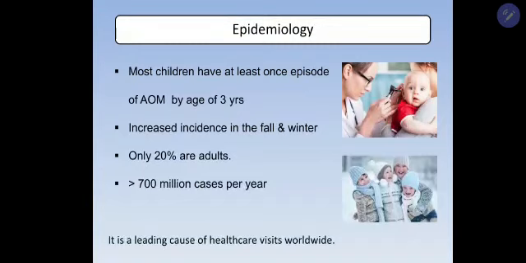Now we should know how severe the problem is, and what the incidence of this disease is. Most children have at least one episode in their first 3 years of life. This is so common, and sometimes it is unnoticed. Sometimes the patient can bring the babies to the doctor, but in our setups, most of the time this disease is just ignored if it is in its acute stage. Increased incidence is in fall and winter. Only 20% are adults. Most of the time the sufferers are in the younger age group.